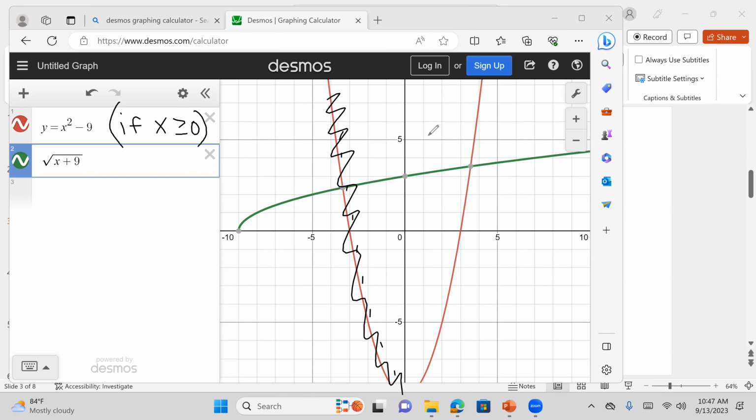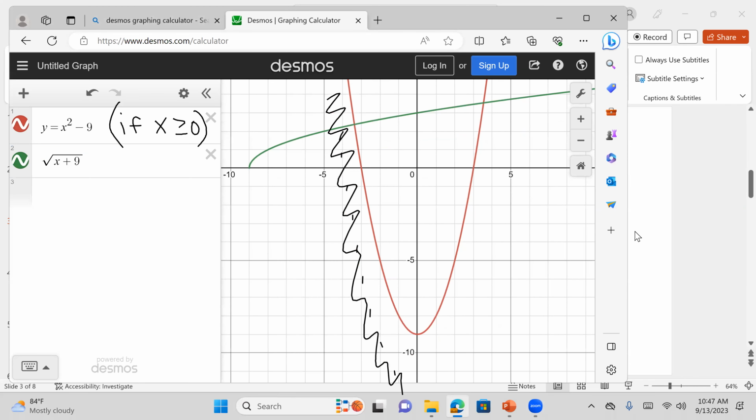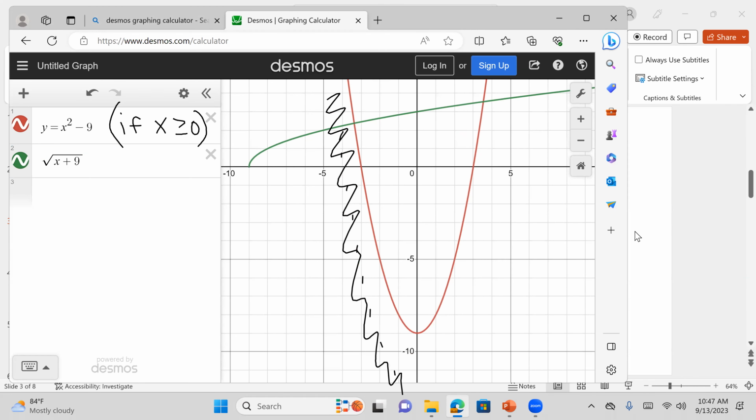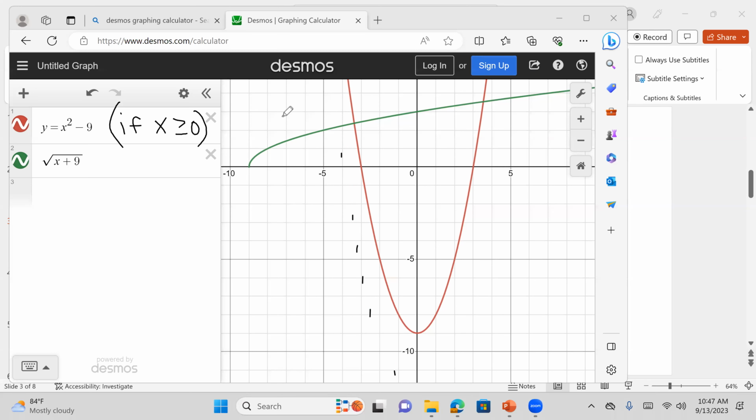Okay? So let me highlight what we're looking at. We're looking at the line from, let me scroll up. Let's scroll up a little bit. We only want the line, let me highlight it, from 0 to infinity. We only want the x values that are bigger than 0. So I'm only looking at this part of the graph.